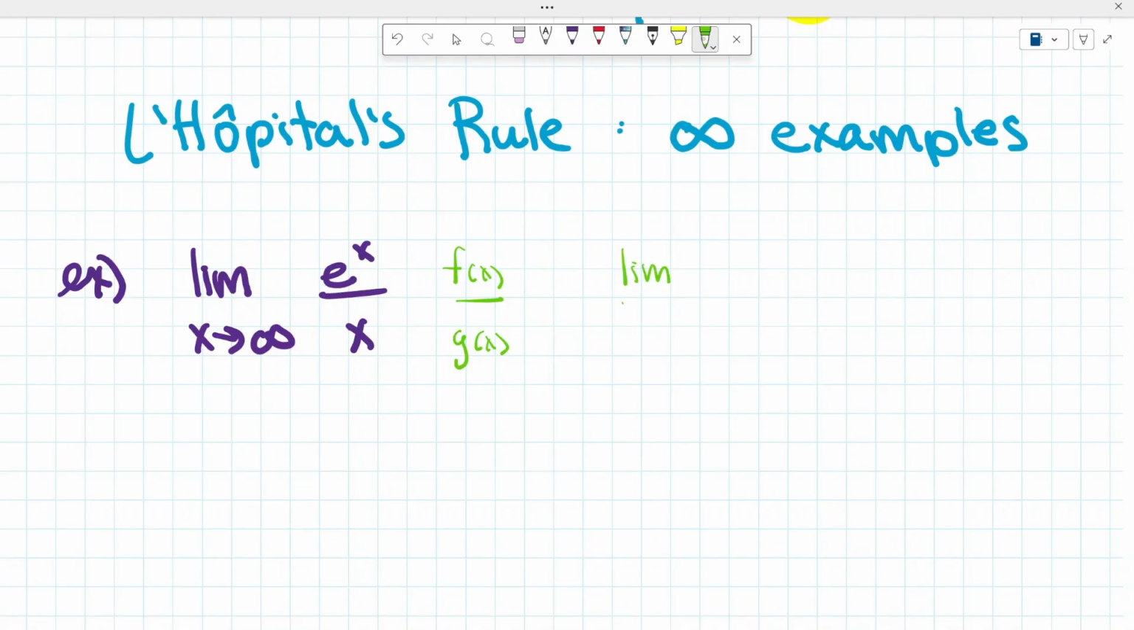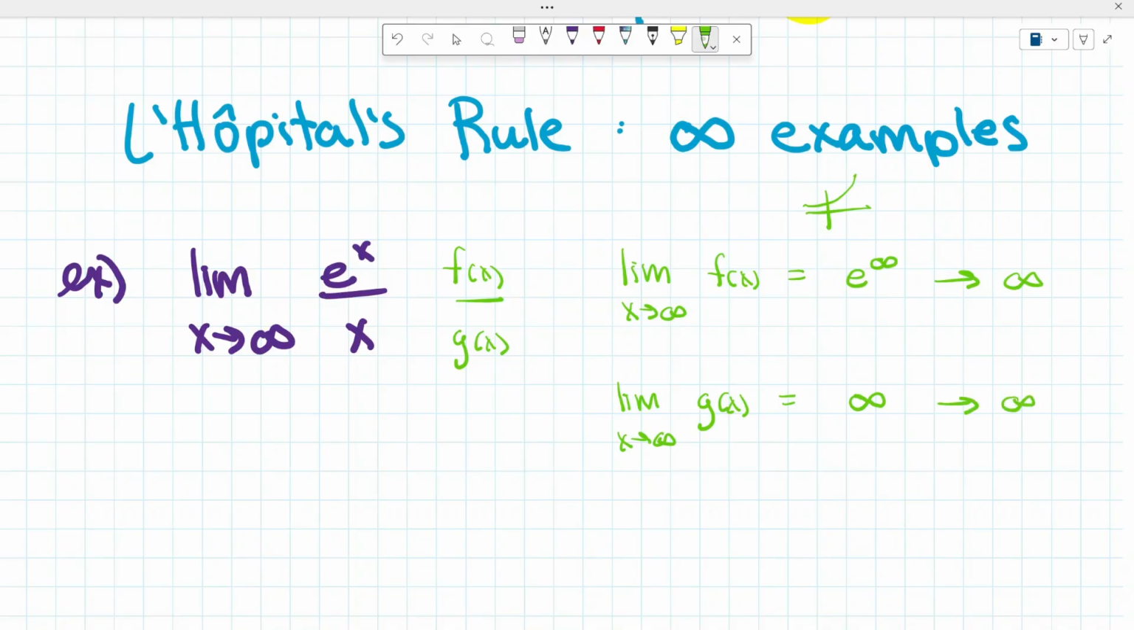If we take the limit as x approaches infinity of f of x, we get e to the power of infinity. What happens there? Think about your plot over here. It means that your limit is going to approach positive infinity. If we now look at the limit as x approaches infinity of our denominator g of x, we get x equals infinity. So that means it's also approaching infinity. So this means that we have an infinity over infinity case, and this is an indeterminate form. So that means that we have to use L'Hopital's rule.